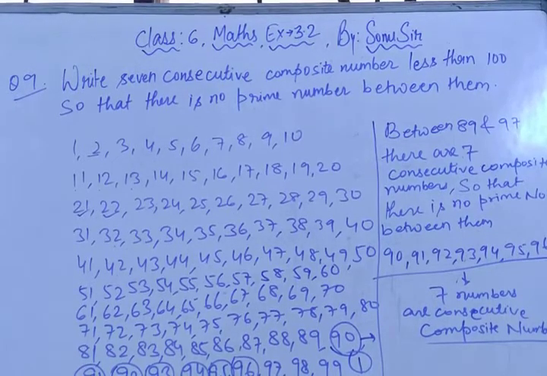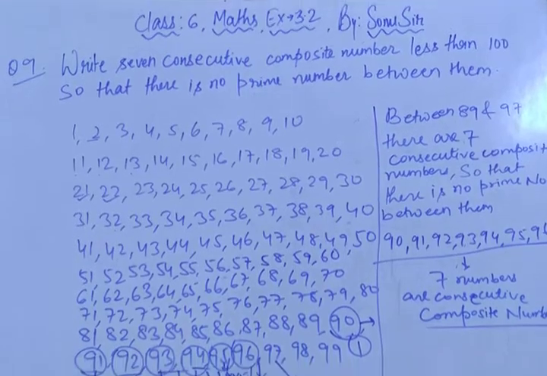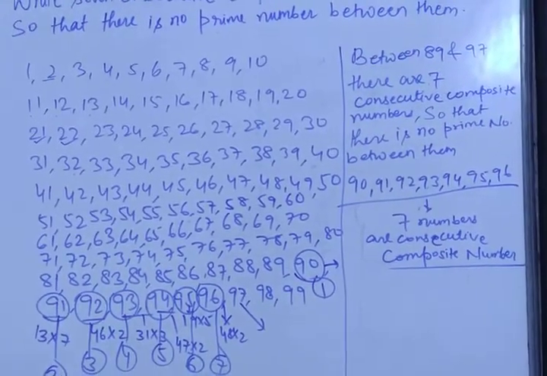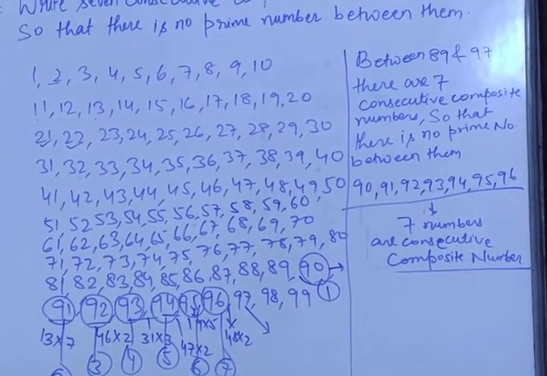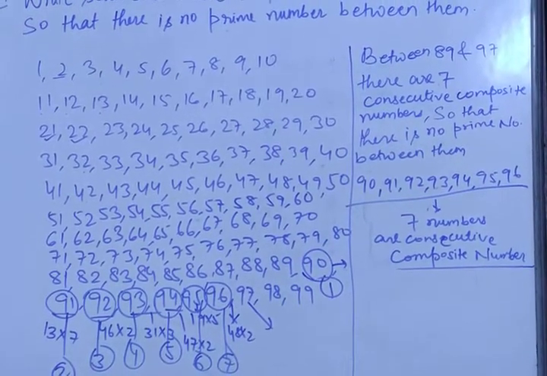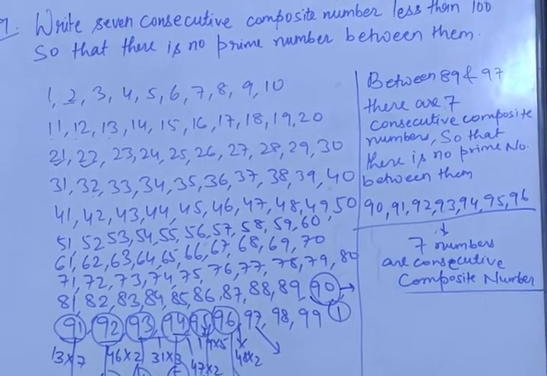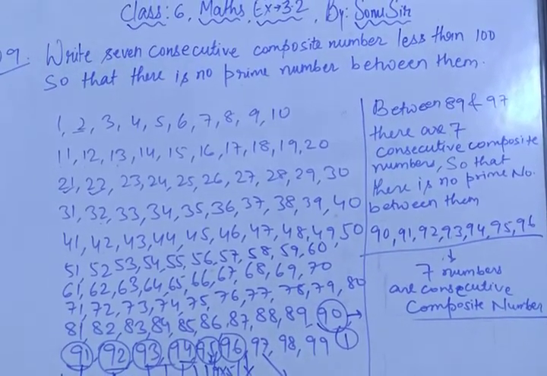So we have seen here that there is only and only 90 to 96. You can see it clearly. You can take a screenshot in your mobile, and after that you can write it in your notebook. So this was our question number 9.